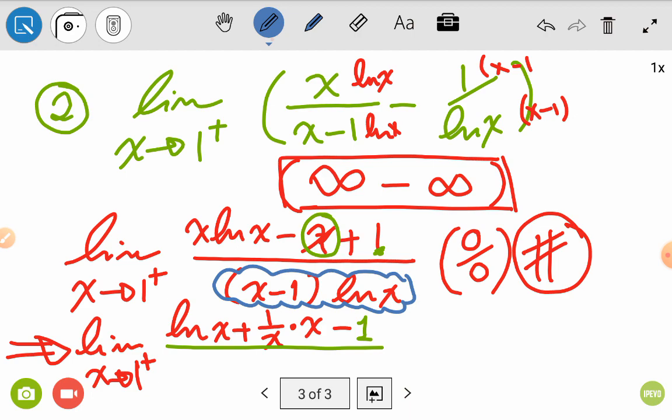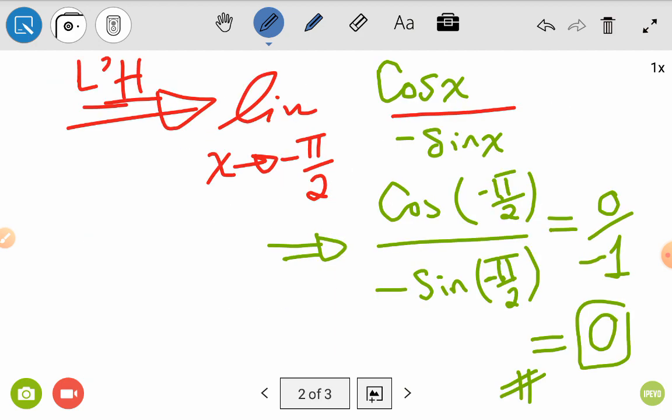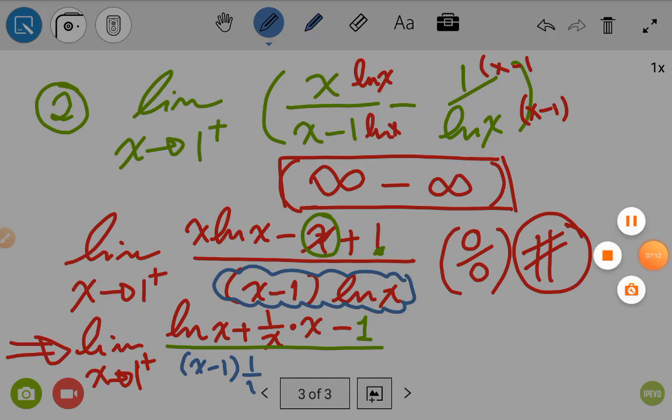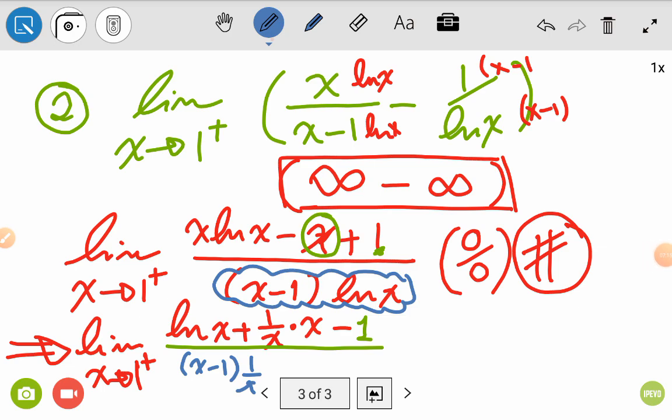The first, which is x minus 1, times the derivative of the second, 1 over x. One over x is the derivative of ln x, plus the derivative of x minus 1, which is 1, times ln x. So this one is the derivative of x minus 1.